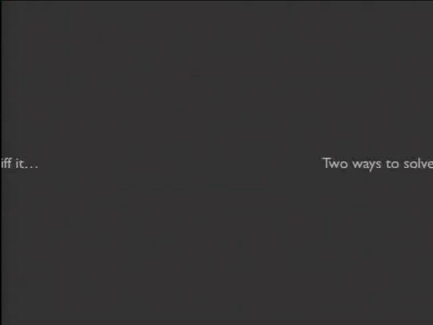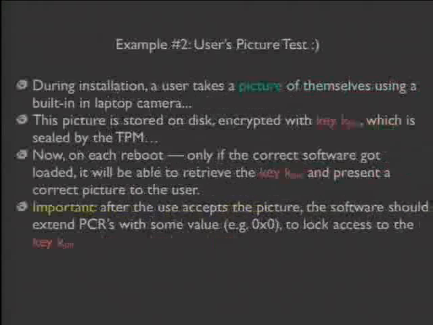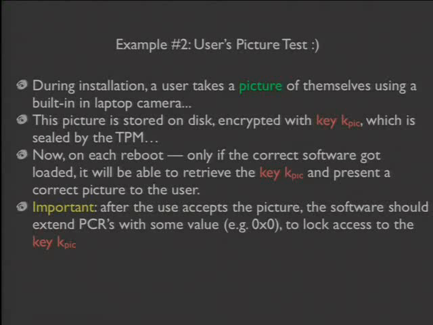Another scenario, which is not implemented in any widely used product these days, but could be, is this. During installation, users take a picture of themselves using the built-in camera. This picture is stored in the user directory and encrypted with a key that is sealed to a TPM. And again, it is sealed using the PCR registers that have been recorded during installation, when the system was clean and booted cleanly.